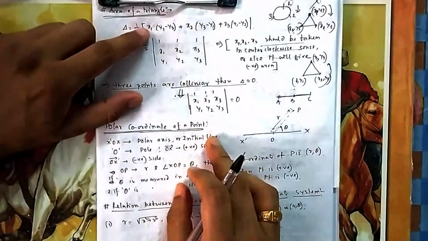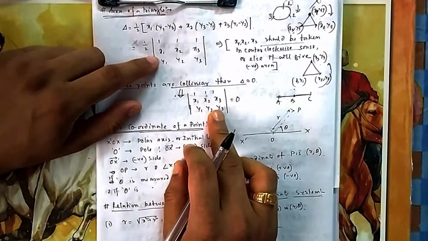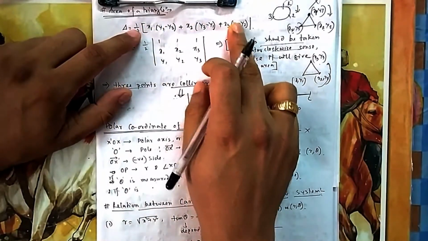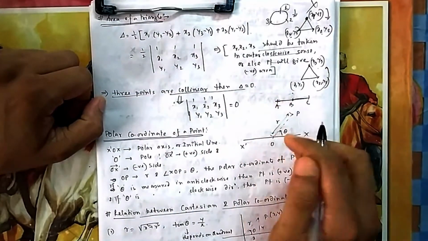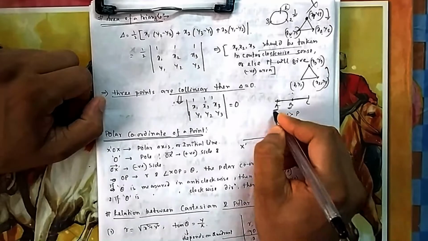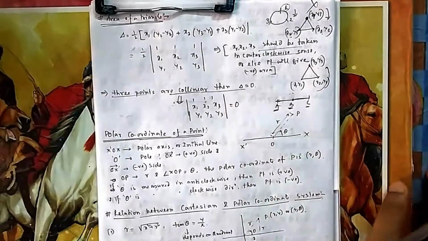Or in terms of this theorem, this line, or in terms of determinant, you can say this should be equal to 0. If this is 0, then you say the 3 points are collinear. And what are these 3 points' coordinates? x1, y1, x2, y2, x3, y3.